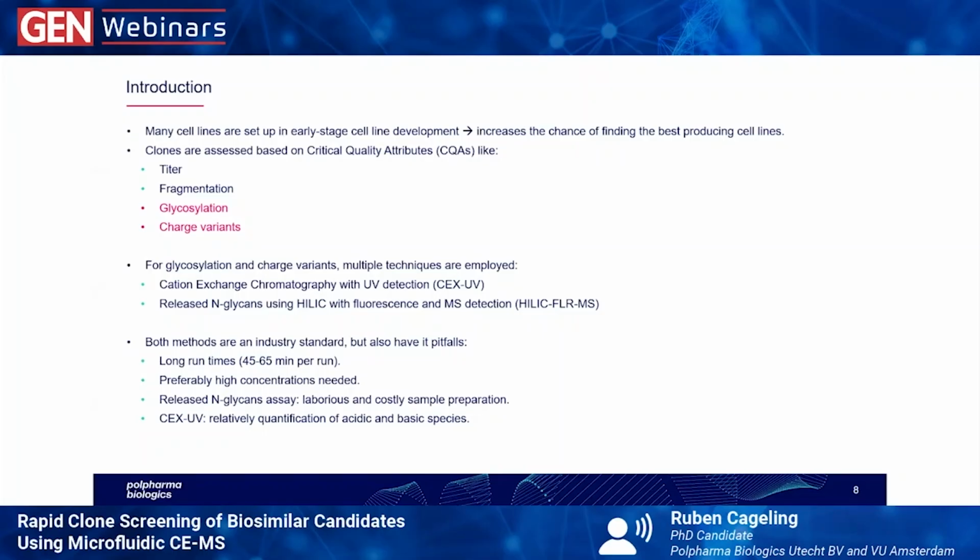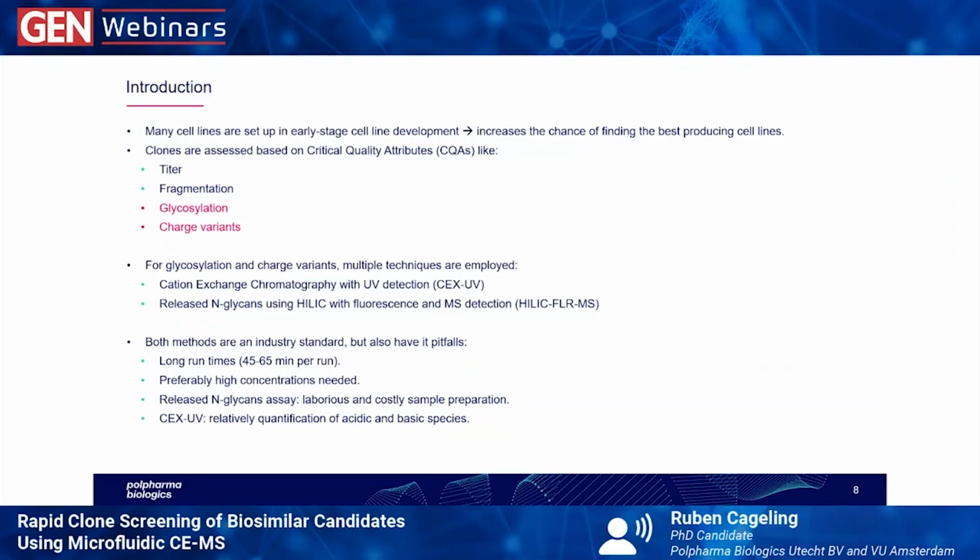Even though both techniques are an industry standard, they also have their pitfalls because they have long run times, and preferably high concentrations are needed. For the released glycan assay, you need a laborious and costly sample preparation. And for CEX-UV, you only quantify based on relative abundance of acidic and basic species. So you don't know what is behind there.